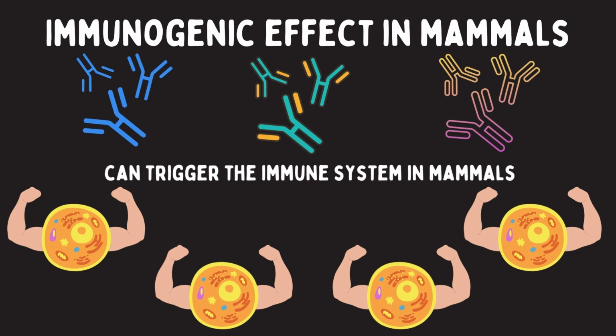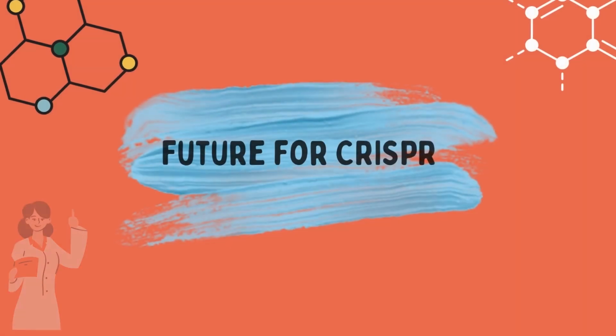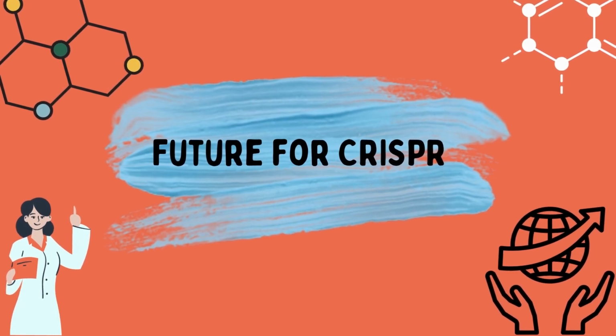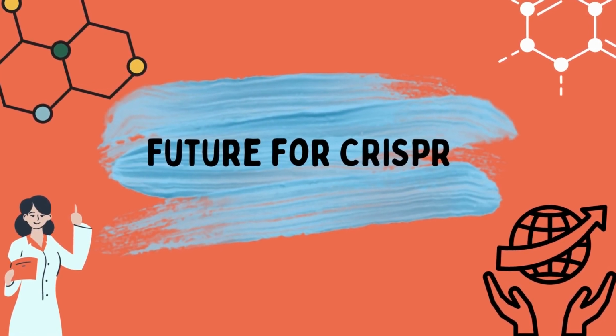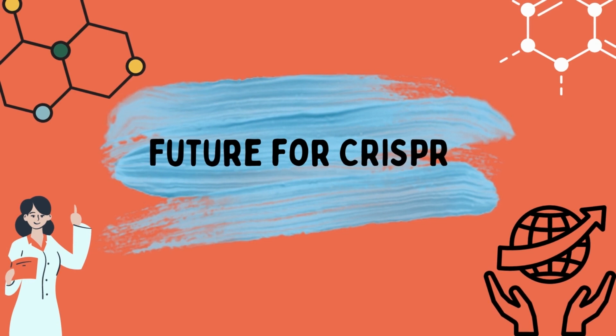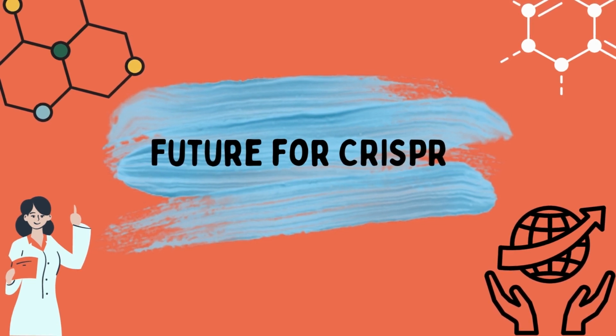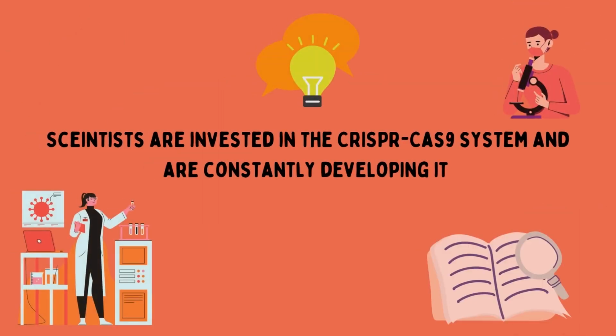This arises because the technology is derived from a bacteria, thus naturally the immune system of mammals can be triggered as a result when it recognizes the system. While the CRISPR-Cas9 system clearly has its flaws, it is undoubtedly a groundbreaking technology that has revolutionized gene editing. Thus, the future for CRISPR is very promising.